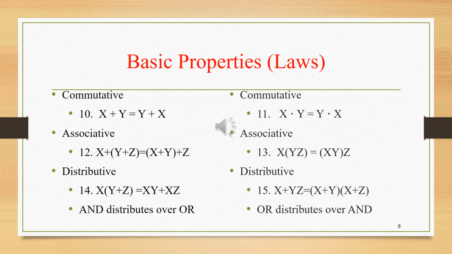So similarly, you have to memorize these basic properties also, and they are very simple. The commutative property: x plus y is equal to y plus x. Similarly in the AND operation, x into y is equal to y into x. The associative property: x plus y plus z is equal to x plus y plus z grouped, and in AND, x into yz is equal to xy into z. The distributive properties: x of y plus z is equal to xy plus xz, and here x plus yz is equal to x plus y into x plus z.